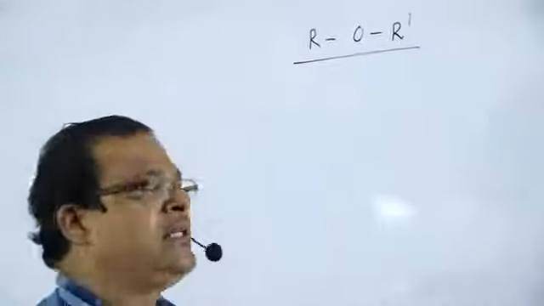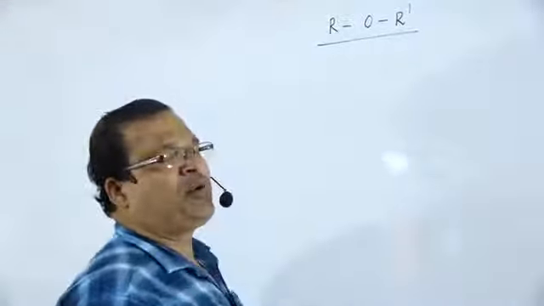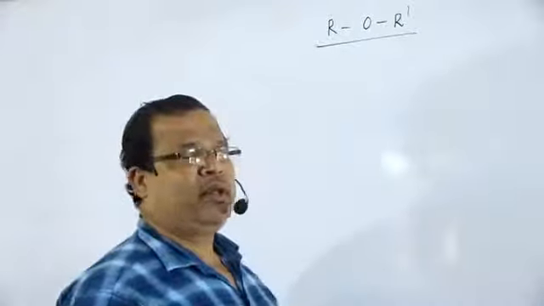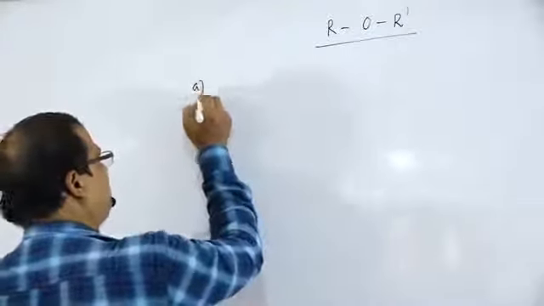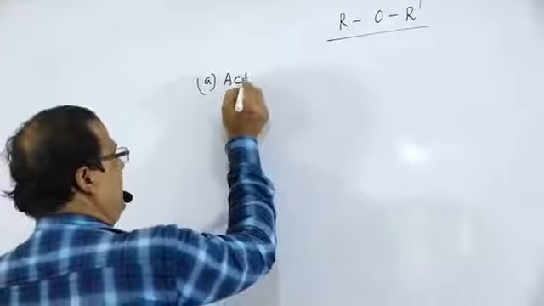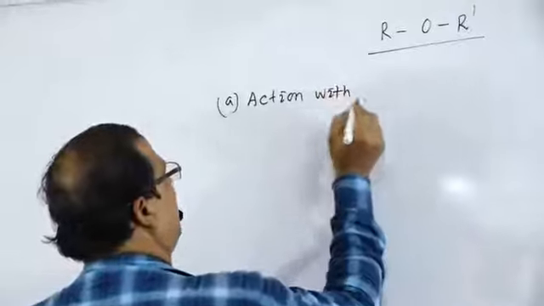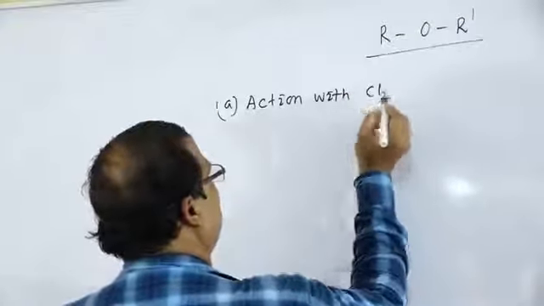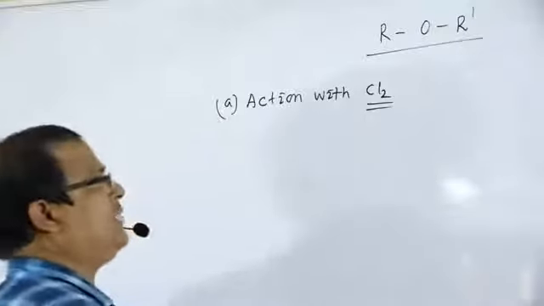So today we'll start the different chemical properties of ether. Chemical properties of ether. First, action with halogens, particularly Cl2.